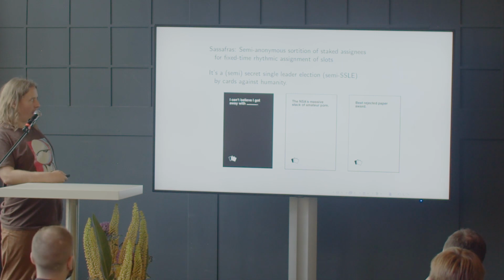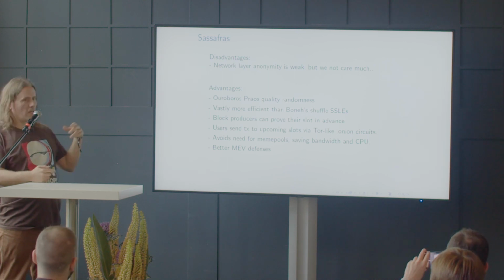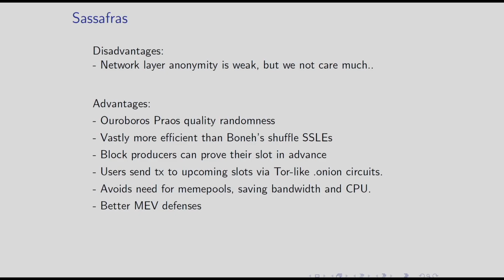Okay, so advantages of Sassafras. The other competitor for a secret single leader election is this kind of on-chain shuffle thing proposed by Dan Boneh. There's various ways of optimizing it. It gives you better anonymity than Sassafras, because Sassafras's anonymity is really the network layer anonymity, which is weaker. It's like you use Tor or some other kind of network thing, or MixNet, or one-hop MixNet, which is what we'll actually use.